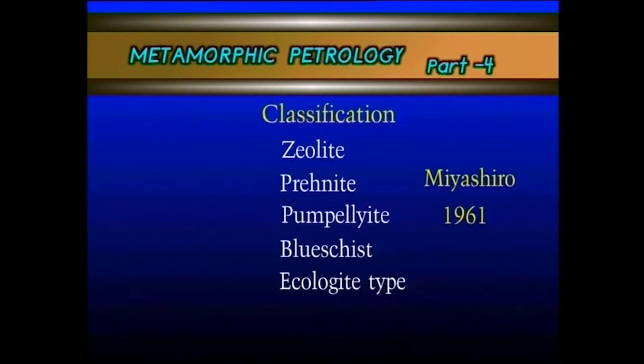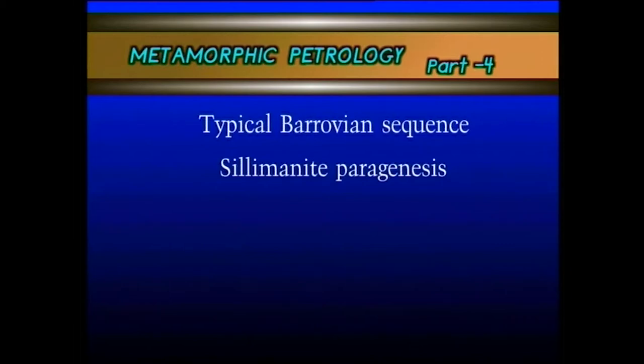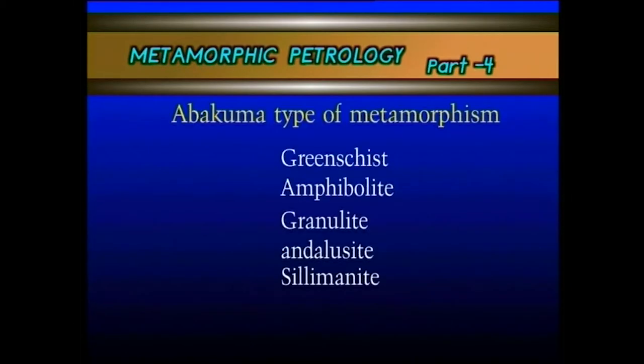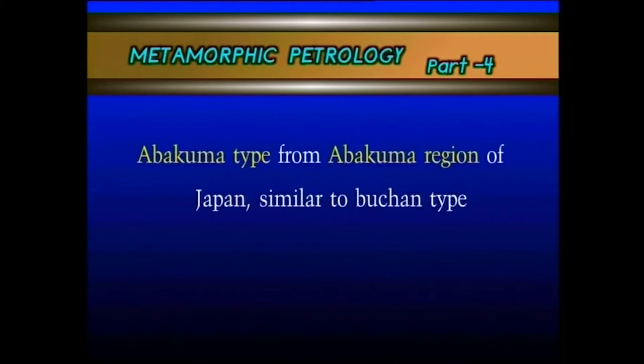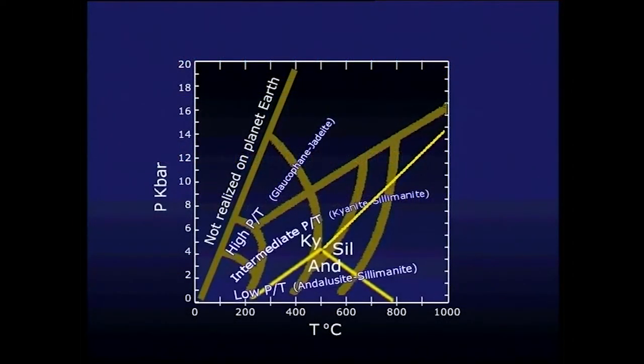First, a zeolite, prehnite, pumpellyite, blueschist, eclogite type. Second, a typical Barrowian sequence, kyanite-sillimanite paragenesis. And third, an Abukuma type of greenschist, amphibolite, granulite, characterized by the paragenesis andalusite to sillimanite. Abukuma type is named after the Abukuma region in Japan, and similarly the Buchan type of metamorphism from Scotland, because he recognized that these different facies series represented different PT conditions, as shown in the figure.